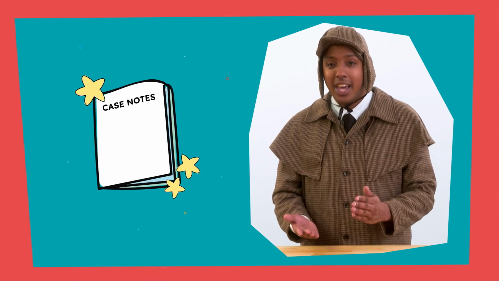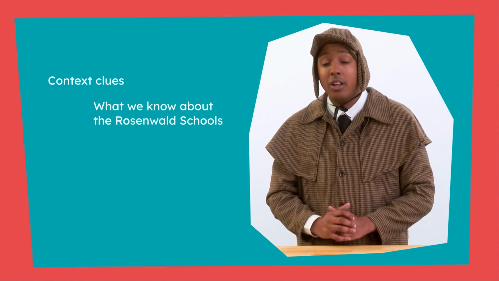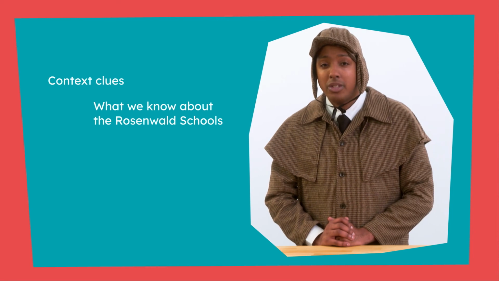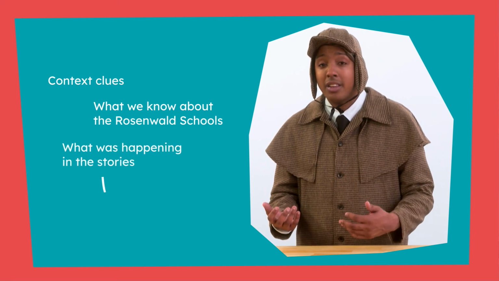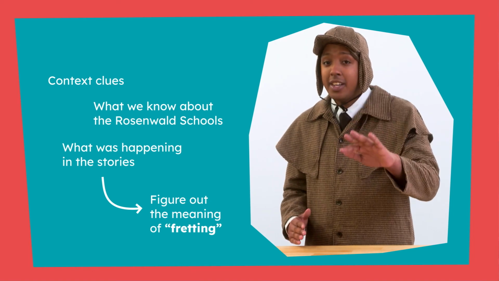Text detectives, you have done a great job today using context clues to determine the meaning of unknown words. And with that, we have officially cracked the case. We were able to use context clues from the story combined with what we already know about the Rosenwald schools and what was happening in the story to figure out the meaning of the unknown word fretting. High five! This case is closed.